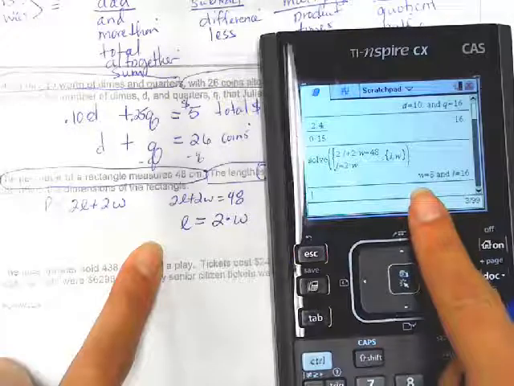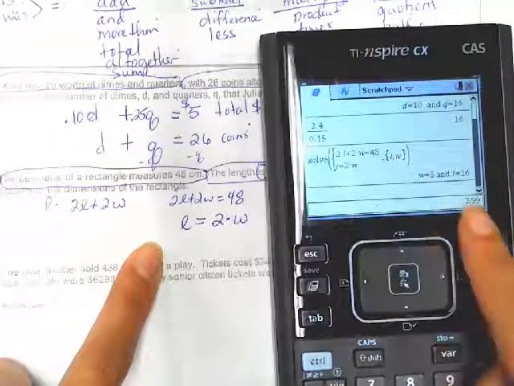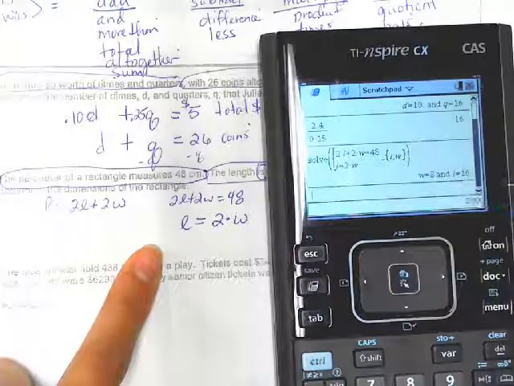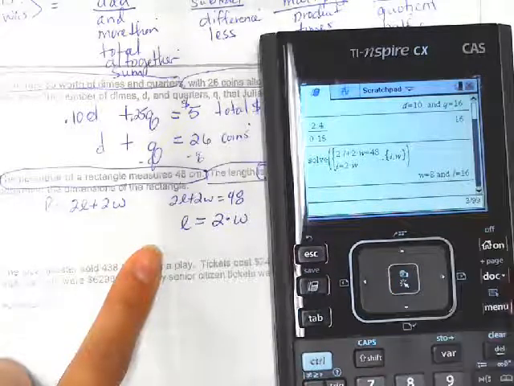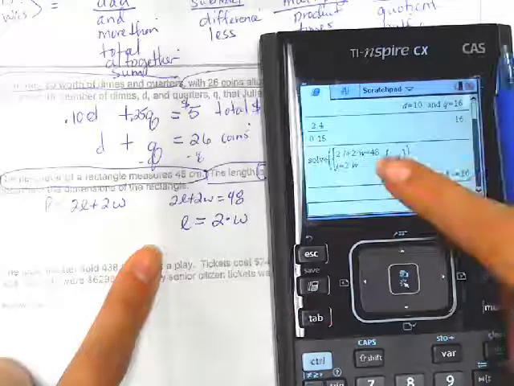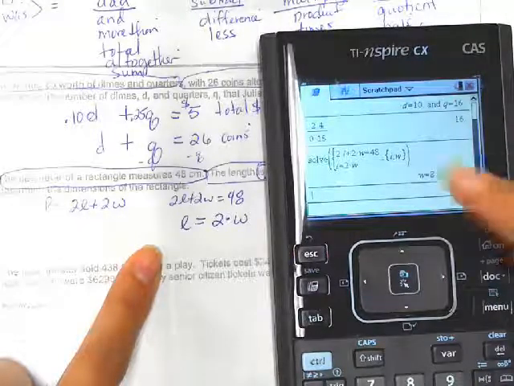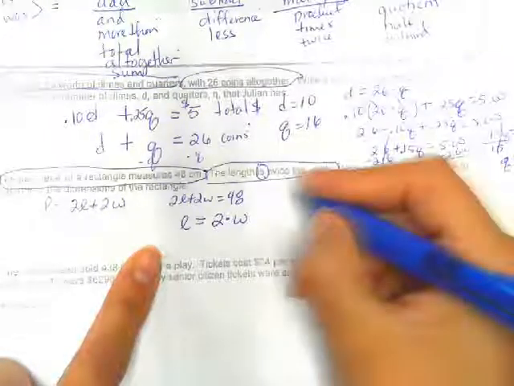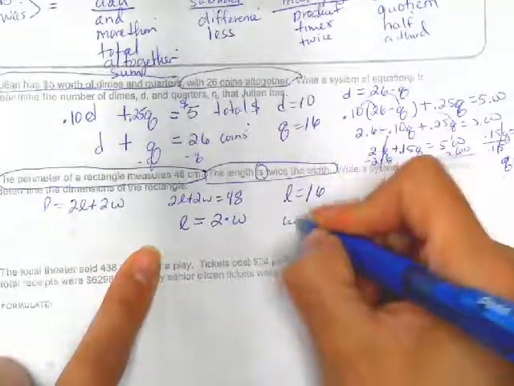And hit enter. Mine looks a little weird, but L is 16, W is 8. Mine shows it like this. Yours shows it as a point. If you put L first, then L comes out first, and if you put W second, then W is the second number. So length equals 16, W equals 8.